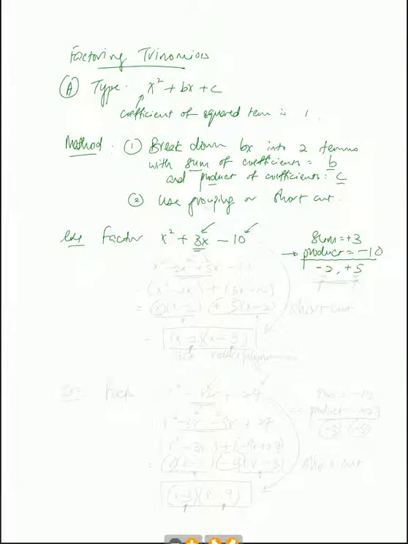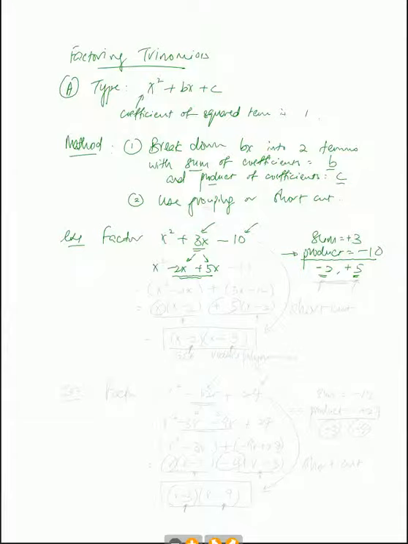Okay, so there's always only one choice that will work. So if you can find such a choice, then that would be the two numbers you need. And what do you do with these two numbers? According to step 1, you're supposed to break down the middle term, which is in this case 3x, into these two terms. You're supposed to break it down into negative 2x and positive 5x. So instead of calling it 3x, you're going to call it negative 2x and positive 5x.